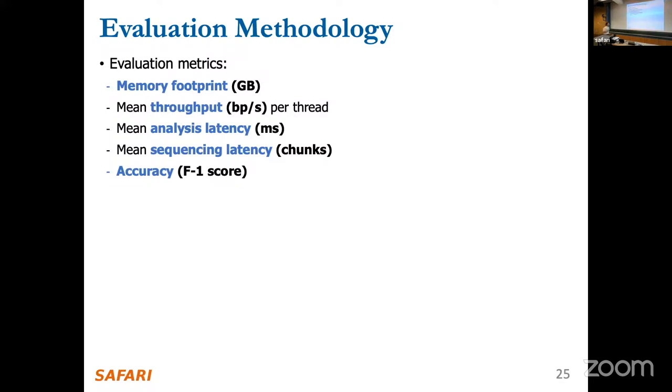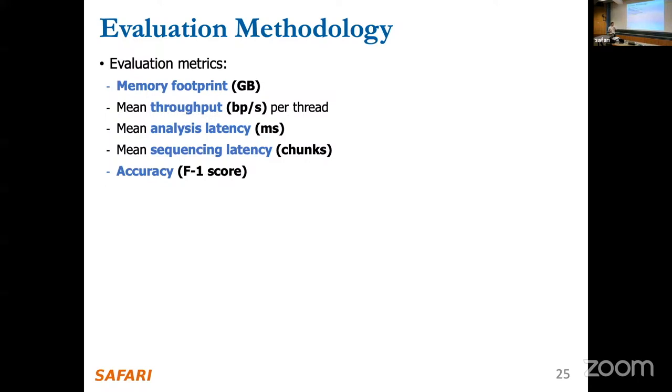There's two types of latencies in here. Basically, the first one, the analysis latency, is time spent computing. So how many cycles your CPU is working on the analysis. And then the sequencing latency is how much data do you need?